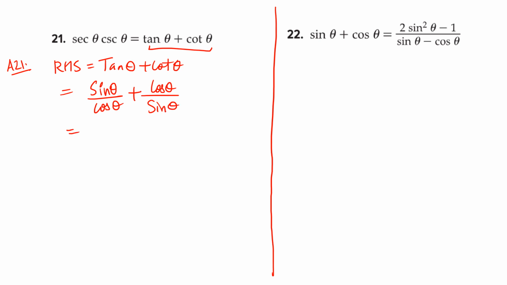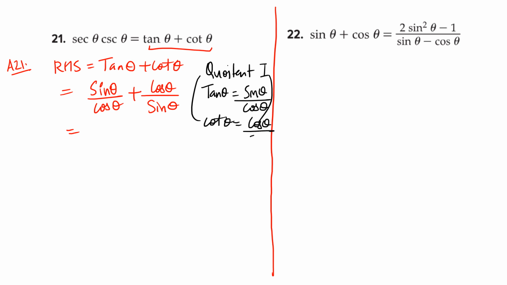Now, before we go to the next step, we have to really mention which identity we use. If you remember, we've used the quotient identity, where I take tan theta to be sine over cos and cot theta to be cos over sine. So every time we are mentioning the identities. Now again, we do the same thing.